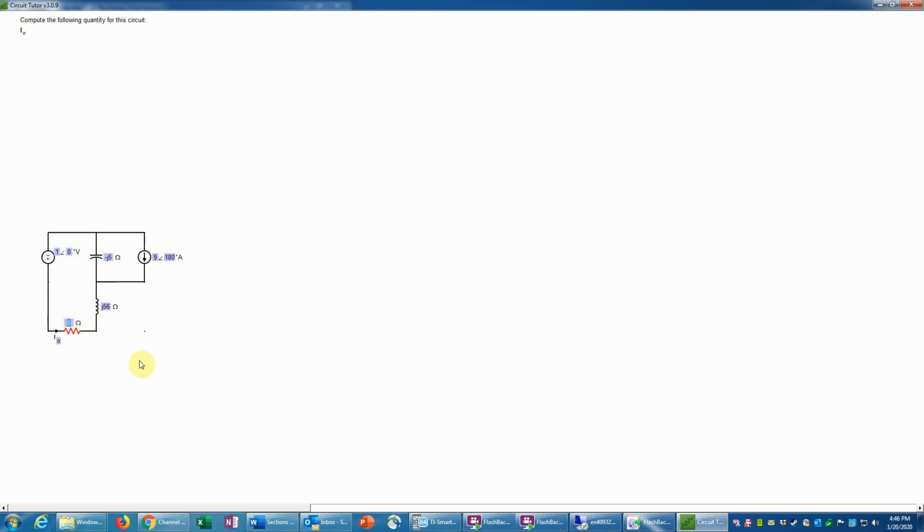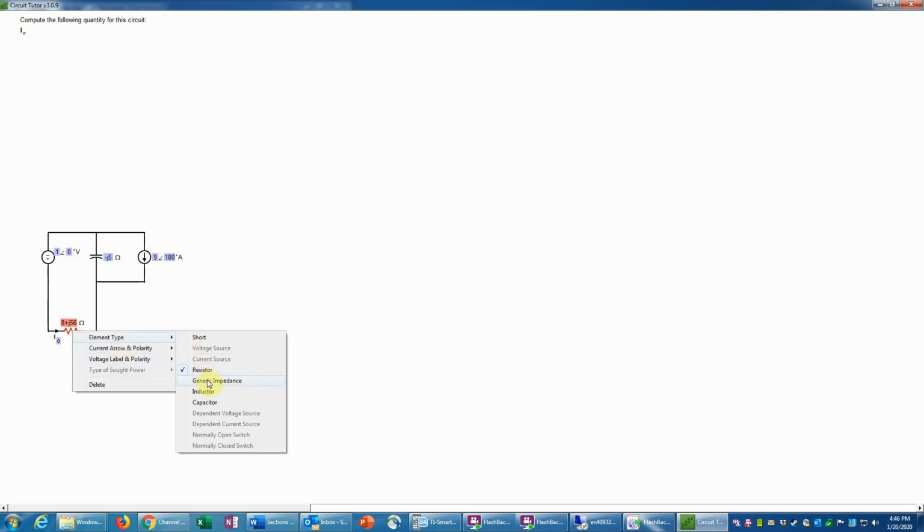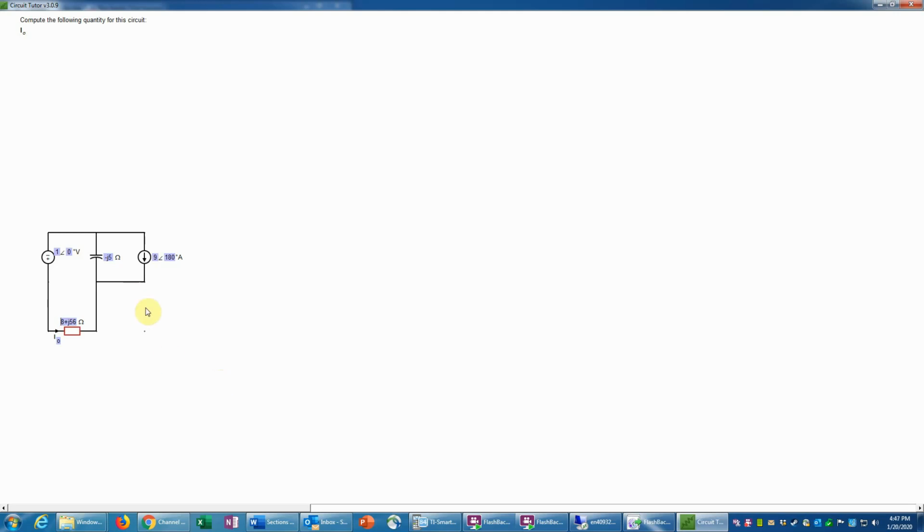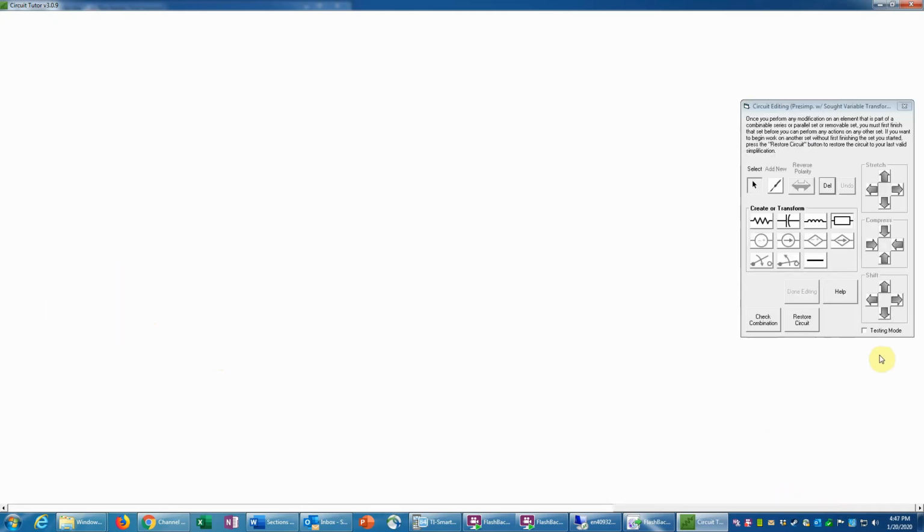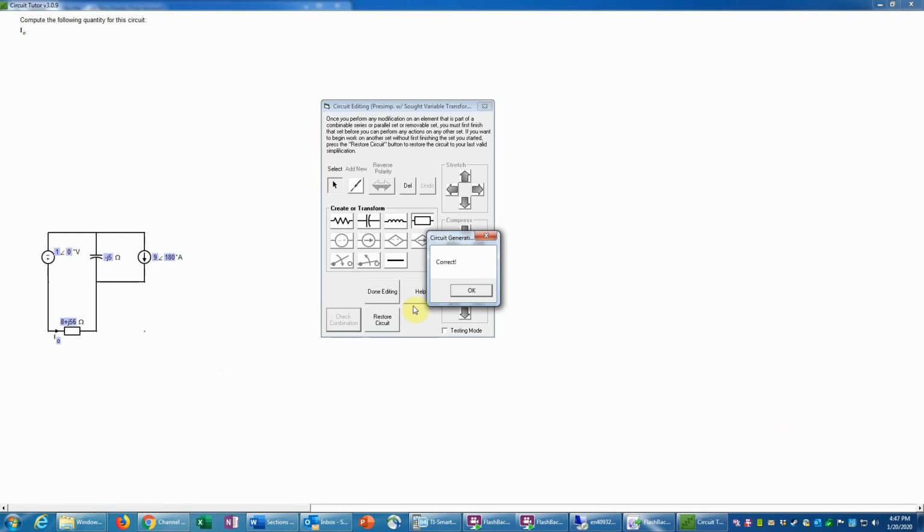So I can replace 8 by 8 plus j56. And then I'll change this one to a short. And also, we'll change this to a generalized impedance. Since my dialog box is not handy right now, I will change that to a generic impedance here. Okay, so now we have to check that. So I'll just go over here and check the combination. And that's correct. Now we've simplified as much as we can do without killing sources, since this isn't in series or parallel with this element. So we're done editing.